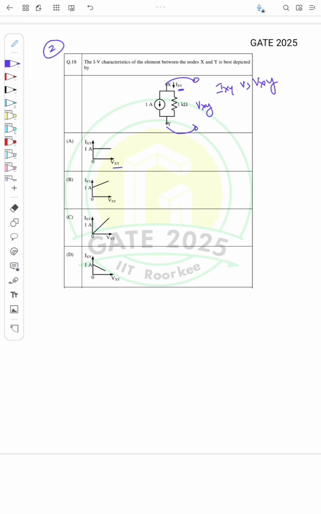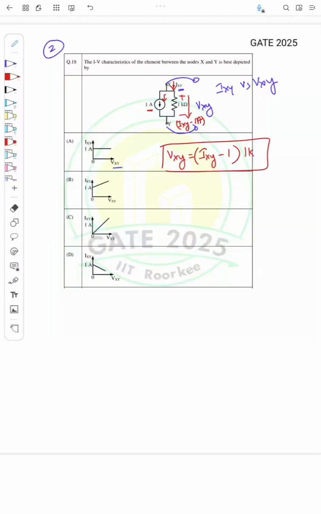So from the circuit it's clear that an IXY current is flowing like this, and there is a fixed current source here. So a fixed current 1 ampere will flow like this. So the remaining current, according to KCL, will be IXY minus 1 ampere. That is the current flowing through 1K. So what is VXY from this circuit? VXY is actually the voltage across 1K. So the current through 1K, that is IXY minus 1 ampere, into 1K, is the voltage VXY.